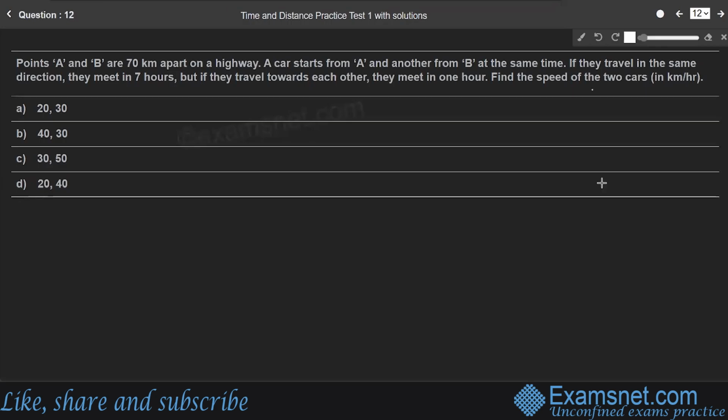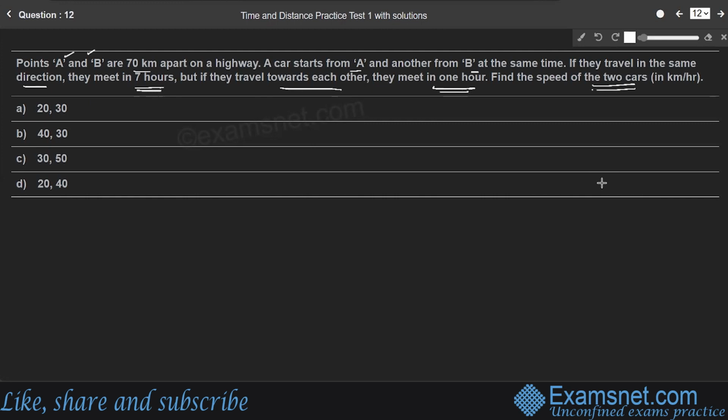Question number 12. Points A and B are 70 km apart on a highway. A car starts from A and another from B at the same time. If they travel in the same direction, they meet in 7 hours. But if they travel towards each other, they meet in 1 hour. Find the speed of the two cars.